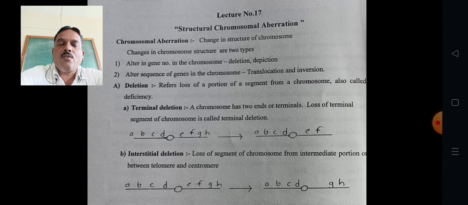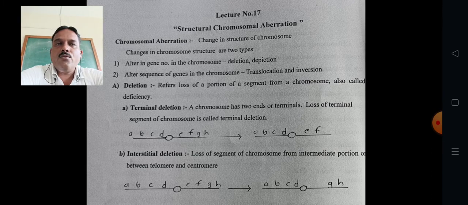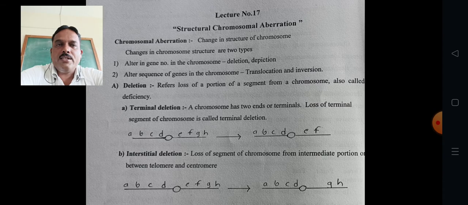On the first arm we observe A, B, C, D, and on the second arm we observe only E, F. The GH segment present at the terminal end is lost, that is, deleted, a loss of a portion of the segment. So the GH segment from the terminal portion is lost, and this is called a terminal deletion.